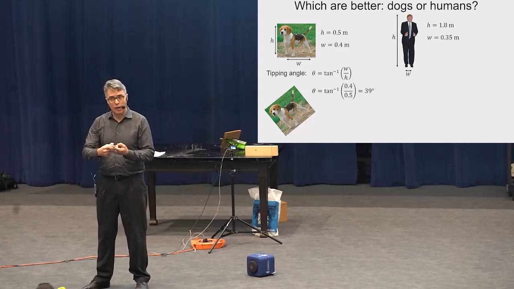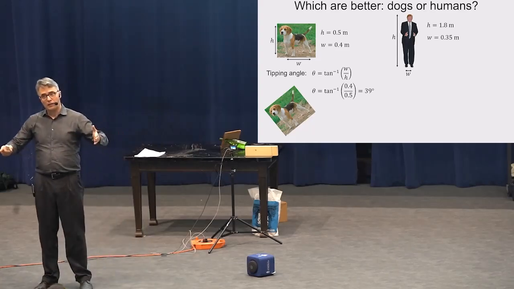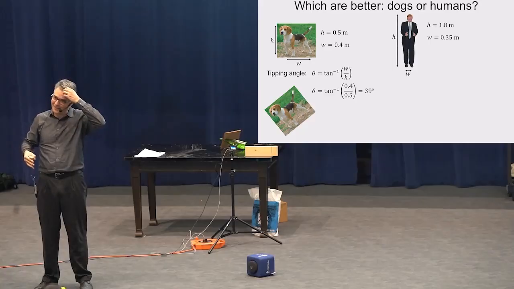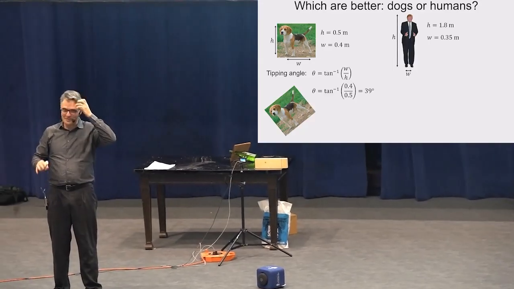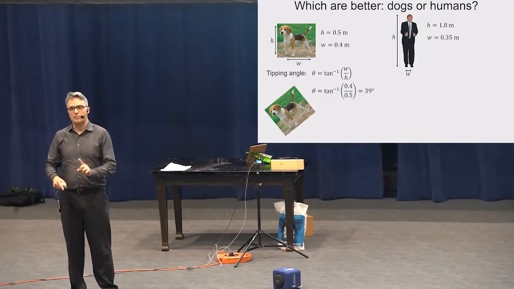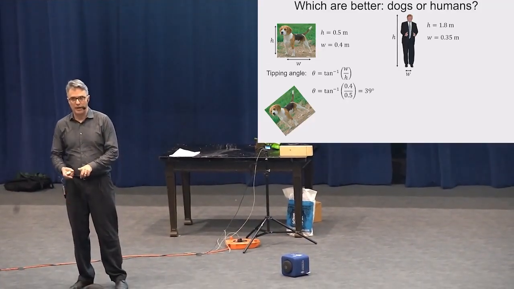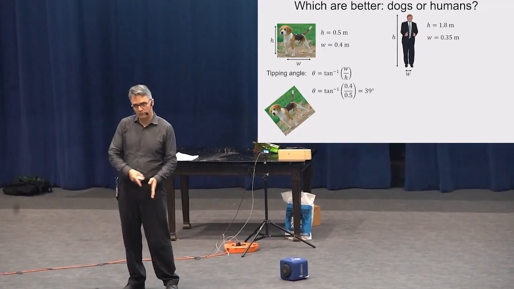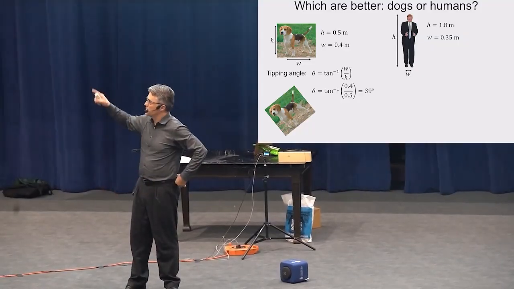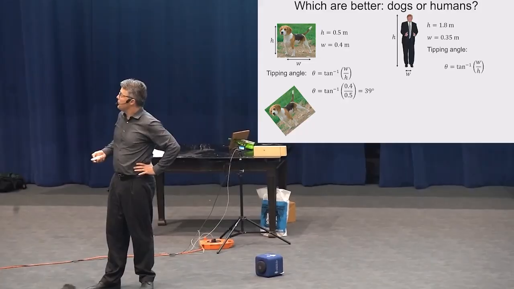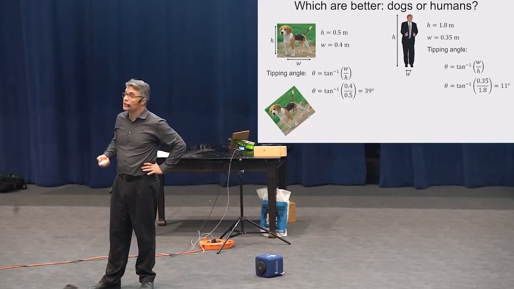It's tan to the minus 1 of the width divided by the height. That's assuming the puppy is a uniform rectangle, so maybe that's a little off. It would really be the center of gravity of that puppy that gives the height, and the width would still be the distance between the outer supports of the puppy. For the human, you just use different numbers, and you get 11 degrees.